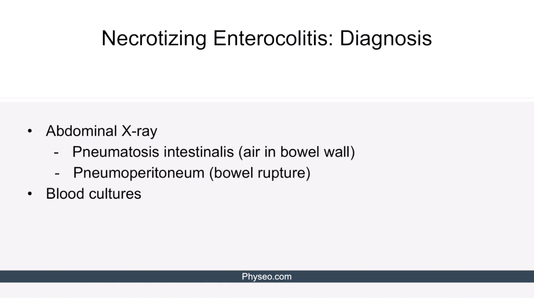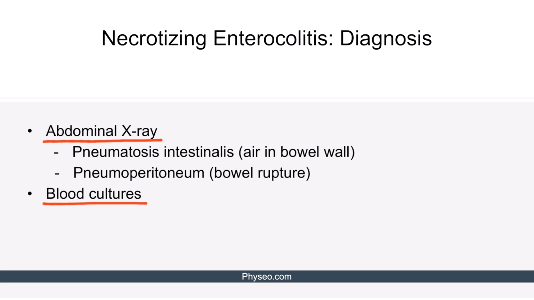Diagnosis of necrotizing enterocolitis is established with the abdominal X-ray. The hallmark finding of necrotizing enterocolitis is pneumatosis intestinalis. Pneumatosis intestinalis is the presence of air in the bowel wall. This is because the gas-producing bacteria produce air in the gut wall. Pneumoperitoneum is the presence of air in the peritoneal cavity. It is not always present, but if it's observed on the abdominal X-ray, it indicates bowel rupture.